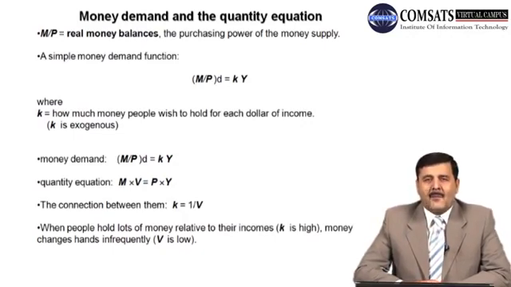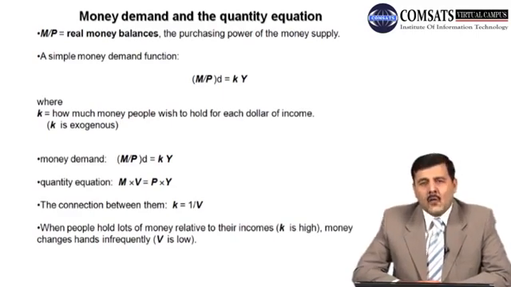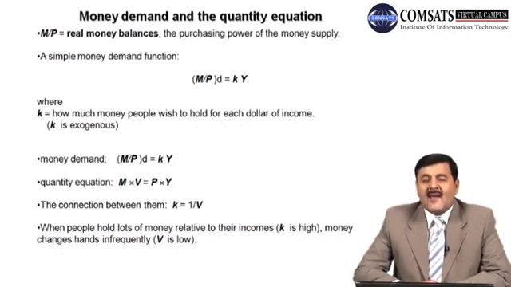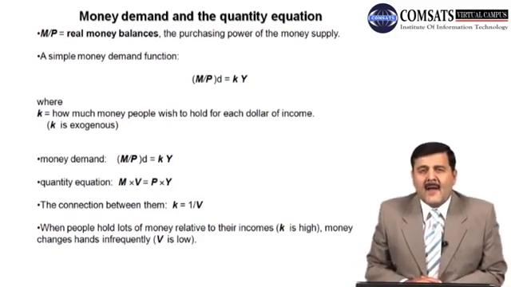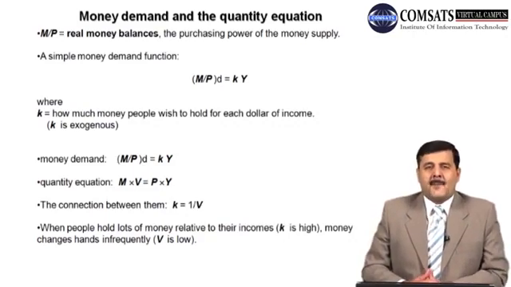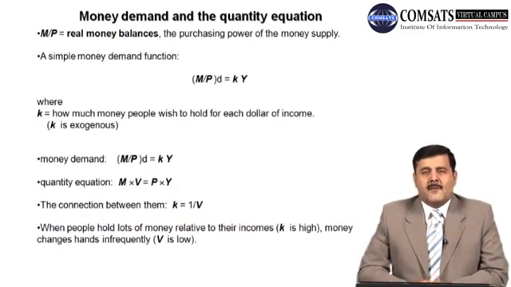Now a simple money demand function can be written as (M over P) raised to the power D, where D is just to show you that this is the demand function. M over P is equal to KY, right, where K is how much money people hold or wish to hold for each dollar of income. It tells us what percentage of income people keep with them as demand for money. So the money demand function is M over P is equal to KY.